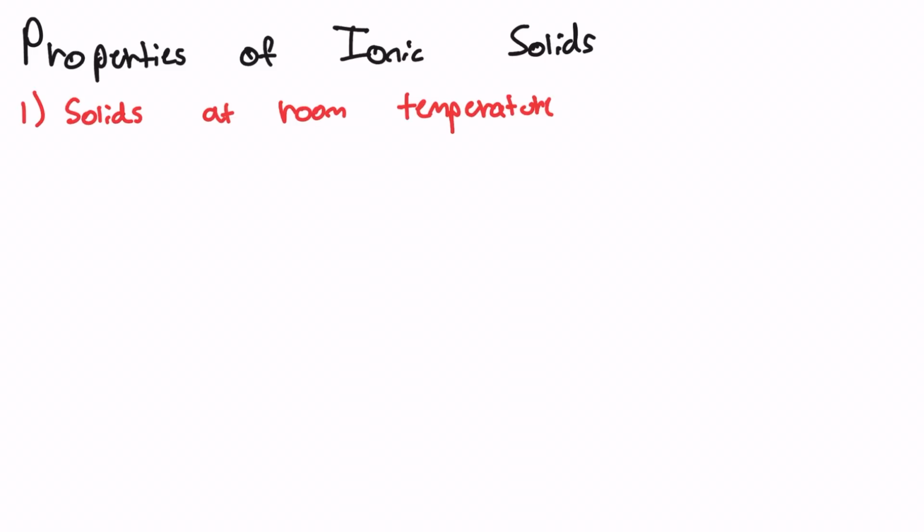At standard temperature and pressure, the vast majority of ionic compounds exist as solid crystalline structures, which we commonly refer to as crystals. They are solids at room temperature. Know that. Another property you must be familiar with is the high melting and boiling points of ionic solids.